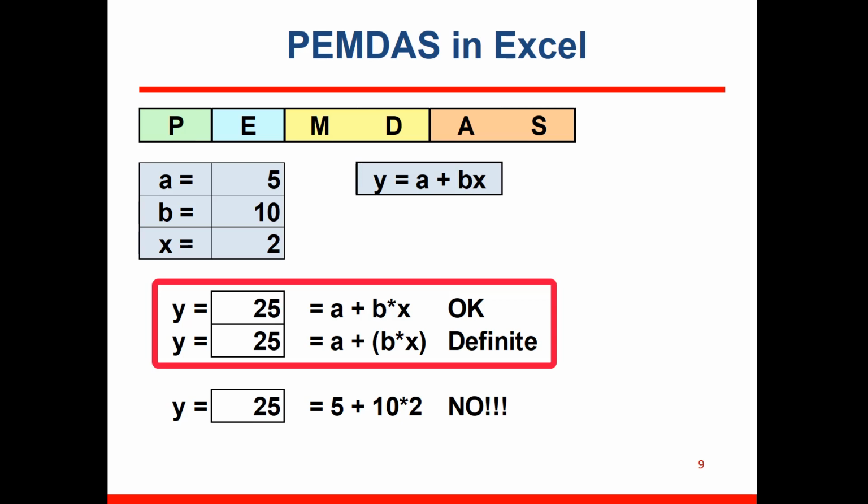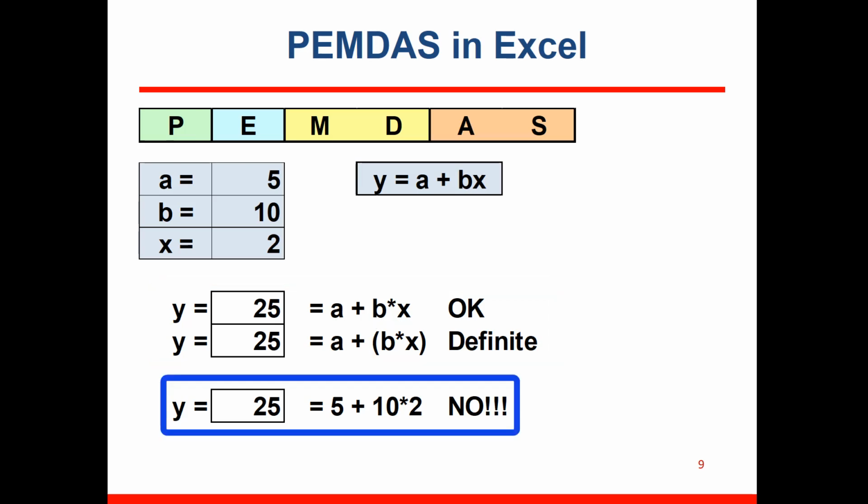So in the first example, Excel will multiply first. To be certain of the order, use parentheses. What is inside the parens is always calculated first. Look hard at the third example. This illustrates something that should never be done.